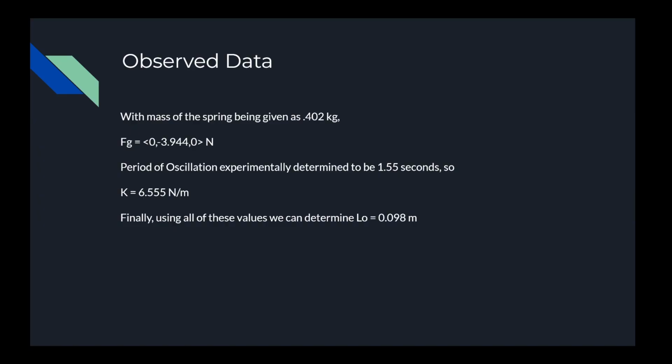So with the mass of the spring being given as 0.402 kilograms, we can calculate F_g, and the period of oscillation was experimentally determined through tracker to be 1.55 seconds in the y direction. So the spring constant must be 6.555 newtons per meter. Finally, using all of the values, we can determine that the resting length of the spring is 0.098 meters.